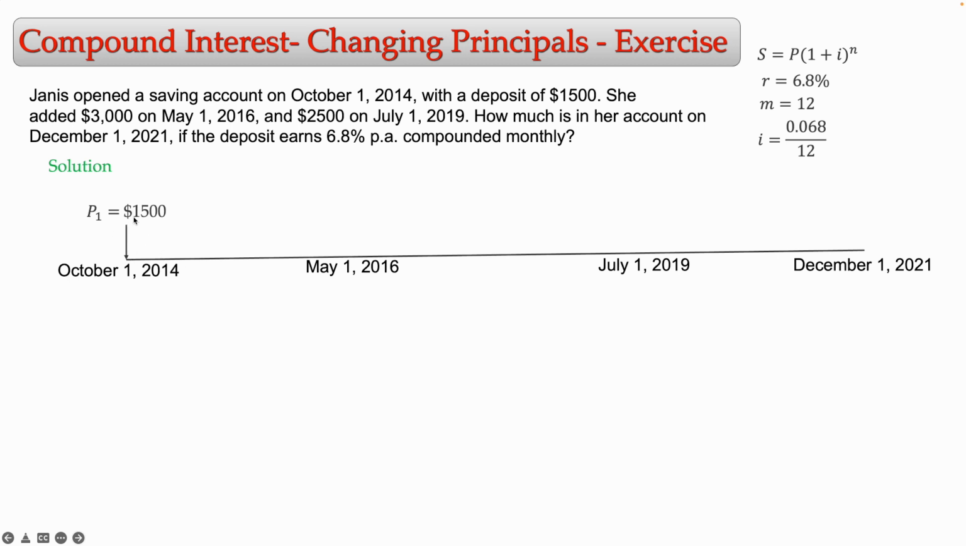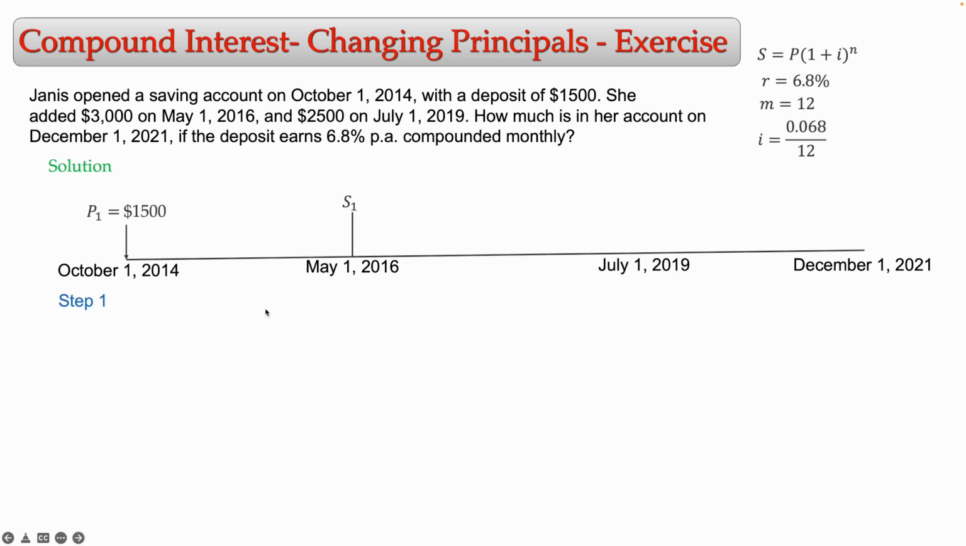So the first thing to do is to know how much will be in the first period with the first principal of 1,500. As step one, we are going to compute a future value of the first period between October 1st, 2014 and May 1st, 2016. So how much will be the future value of this? This will be our first step in this problem, to compute the future value in the first period of time. I'm going to call this future value S1, the first future value.